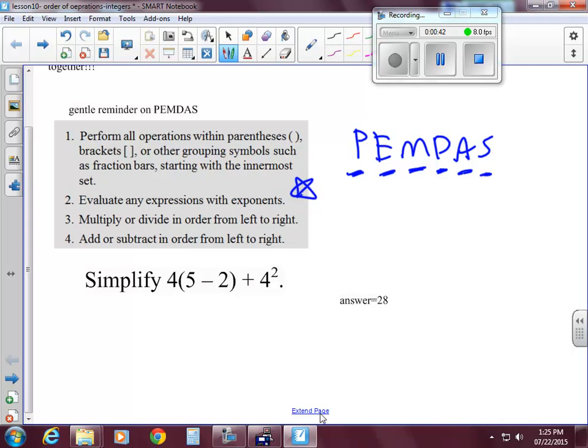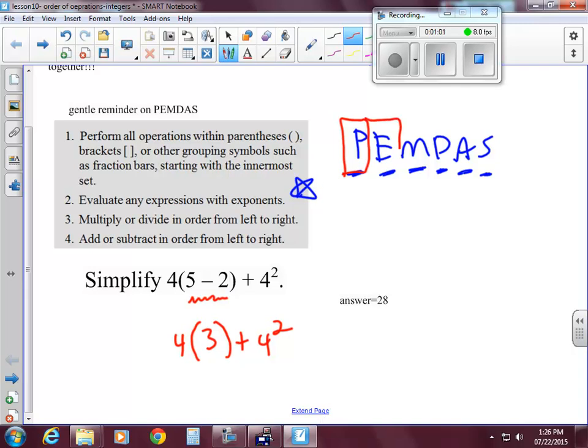Okay, so PEMDAS tells us to take care of parentheses and grouping symbols first. So we go inside these parentheses and take care of that. Well, 5 minus 2 is 3. But then, keep the parentheses, keep the 4 outside, constantly record your own handwriting and your own thoughts. You want to get good at that.